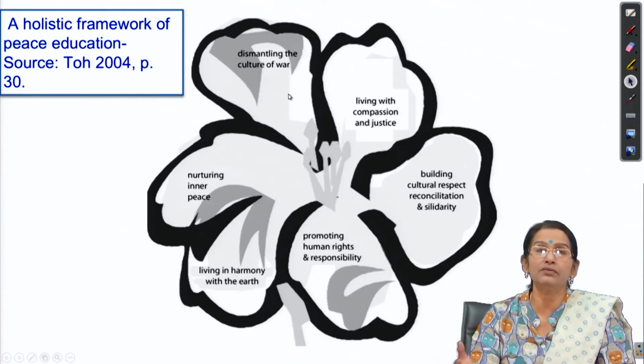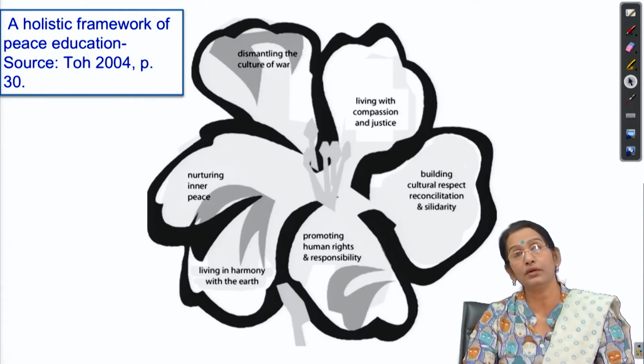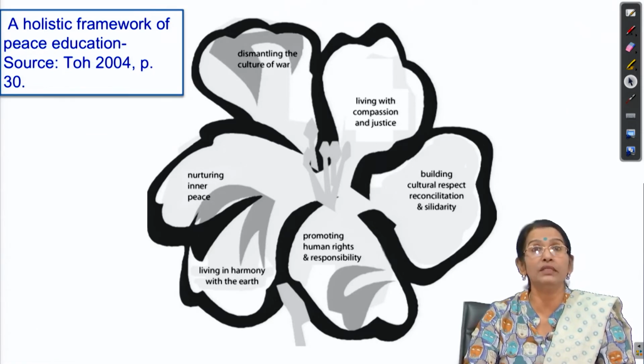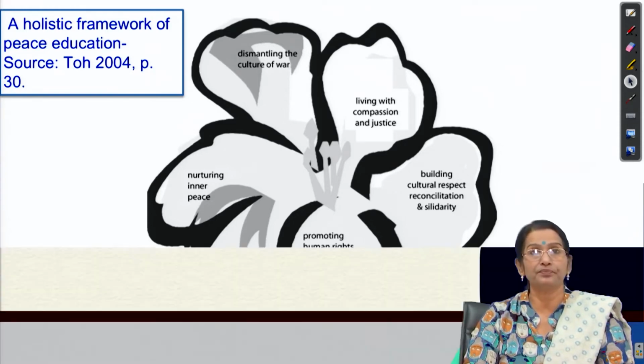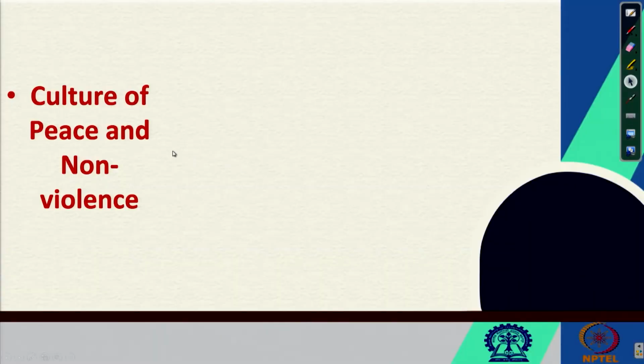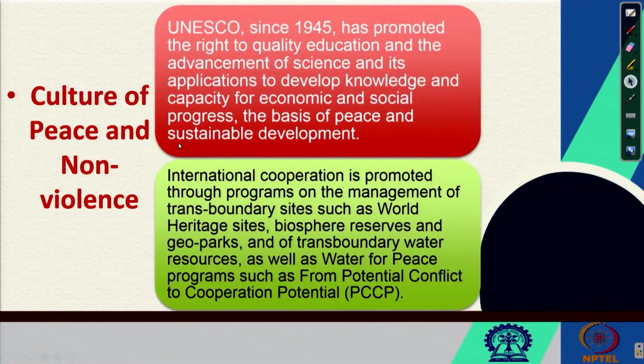So that all these things will be blended in the practices, blended in the curriculum, blended in the pedagogy everywhere. So that is the whole school holistic framework. So these are the components of peace education which have to be incorporated in our education system, education practices and teaching learning process. So therefore that is why UNESCO again and again is advocating for the culture of peace and non-violence, how we can build this kind of culture of peace and non-violence.